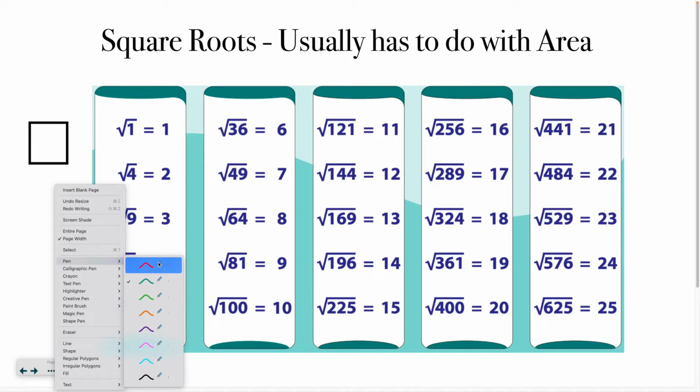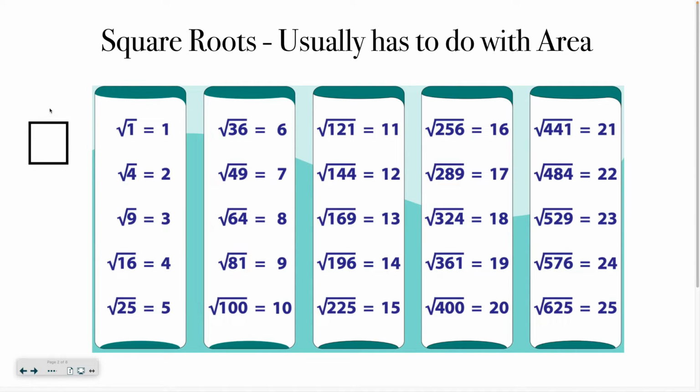So if this is 1, that means this side is 1. And in order to find the area, you would do 1 times 1, which is 1. And to work backwards, let's say I gave you the area and I wanted the side length, you would do the square root of that number. The square root of 1 is 1.